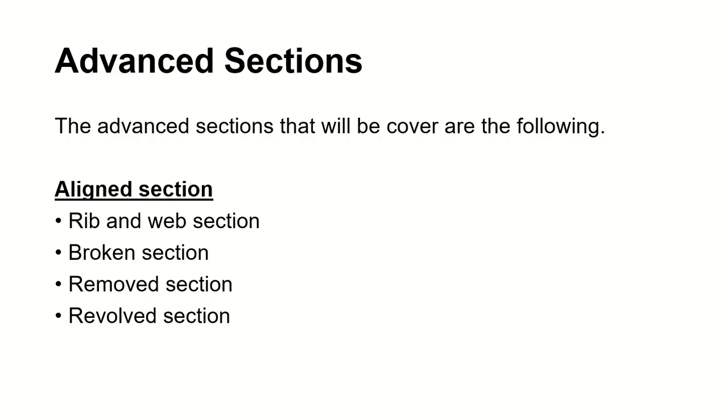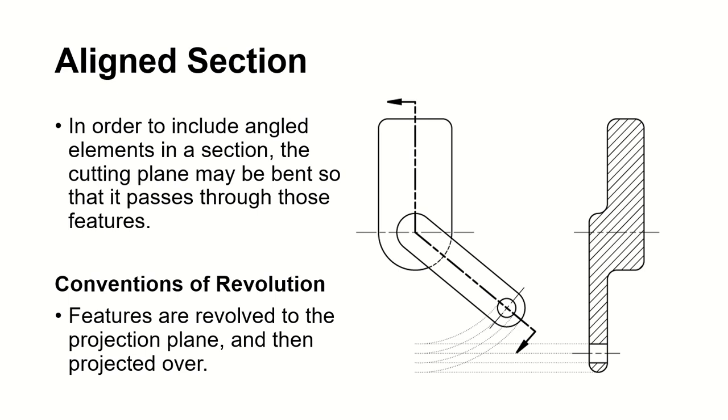And then we'll go to advanced sections. We have rib and web. We have broken, removed, and then revolved sections. So we'll go over each one of them. Aligned. So aligned sections is one of the advanced sections. We have about 4 aligned sections. So the general aligned sections, we do it, and we need an aligned section because you have parts that rotate.